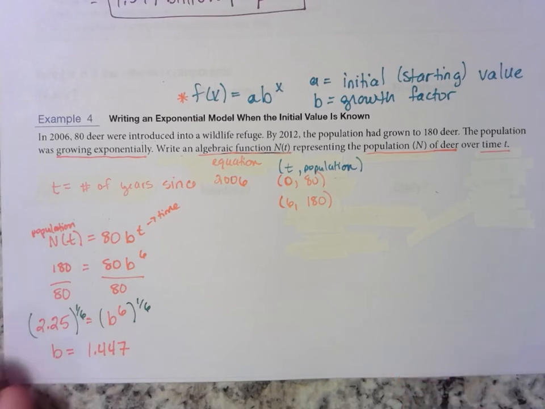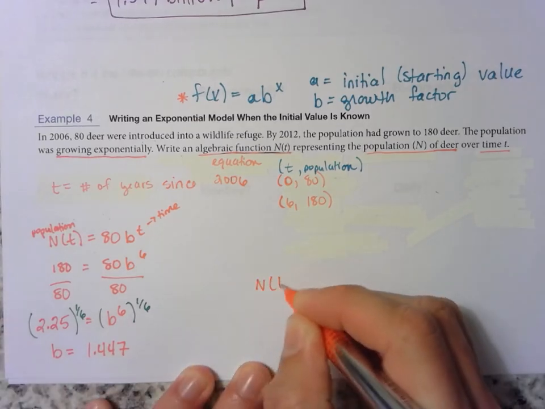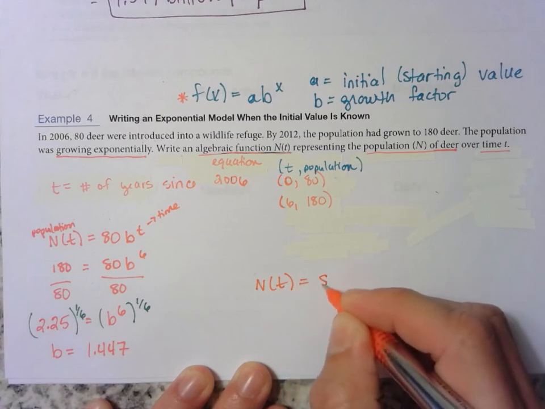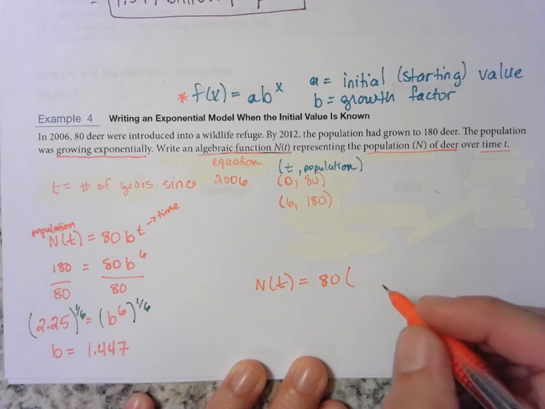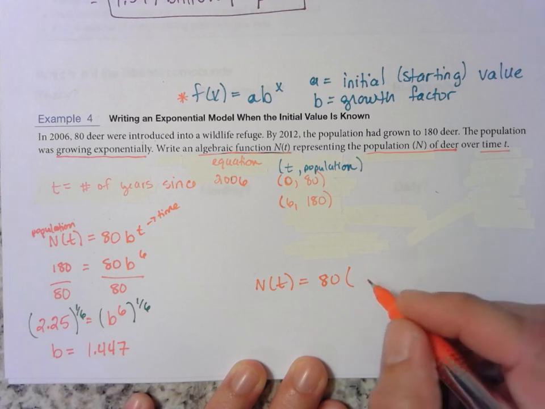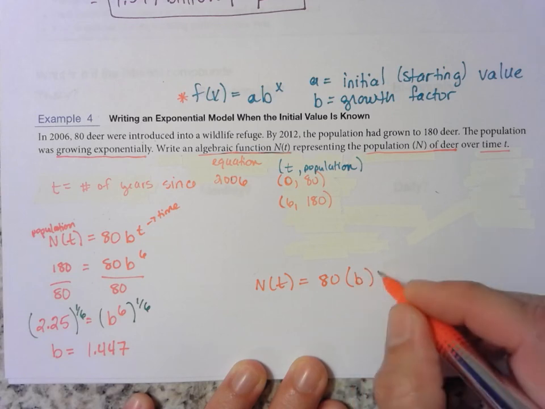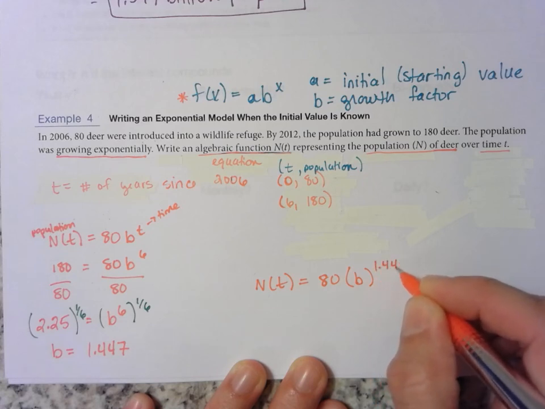Now we can place everything into our formula. N of t is equal to the initial amount times b to the t, with b as 1.447.